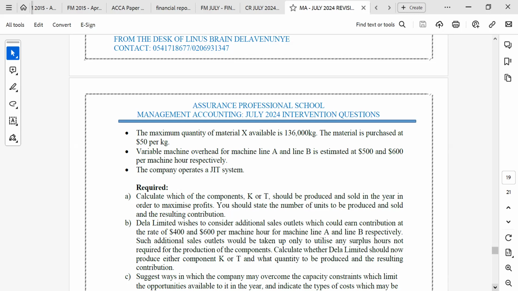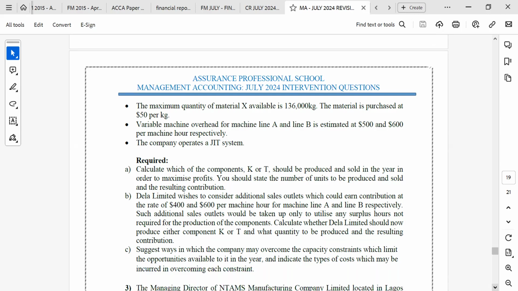B. Dela Limited wishes to consider additional sales outlets which could earn contribution at a rate of $400 or $600 per machine hour for the machine line A and B respectively. Such additional sales outlets would be taken up only to utilize any surplus hours not required for the production of the components. Calculate whether Dela Limited should now produce either components K or T, and what quantity to produce and the resulting contribution. C. Suggest ways in which the company may overcome the capacity constraints which limit the opportunity available to it in the year, and indicate type of cost which may be incurred in overcoming each constraint.